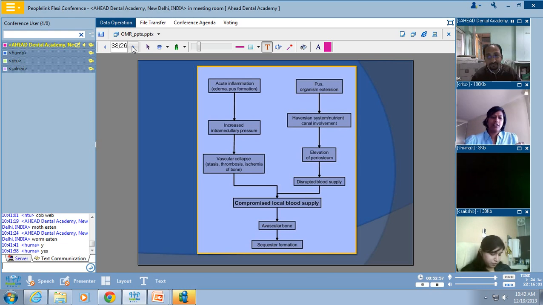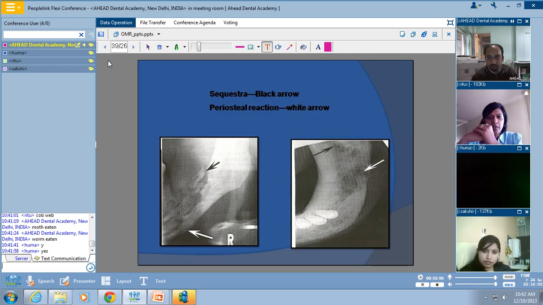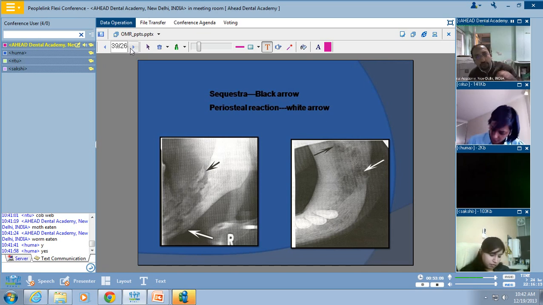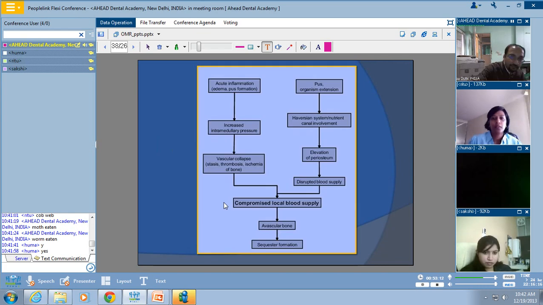These are the radiographic appearances which I have just written down. How will you do the treatment of osteonecrosis? I hope you know what sequestra is now. This is why I have written it. Basically, your necrosed bone is called sequestra. Yes, sequestra. Okay?